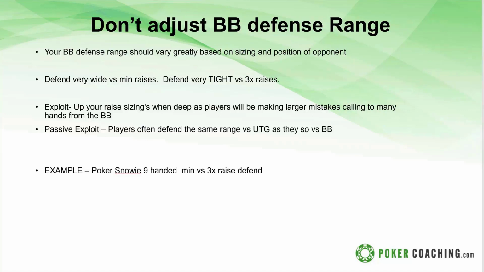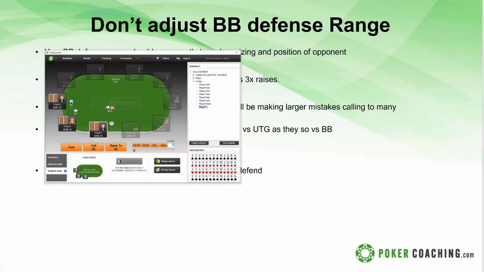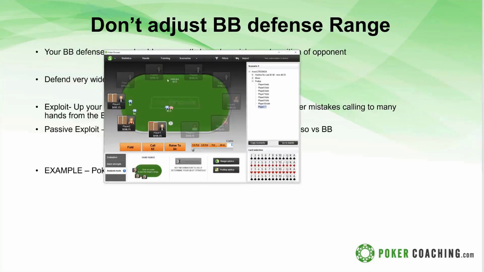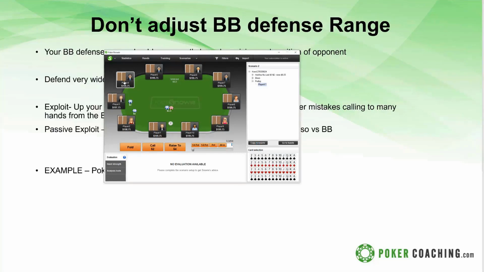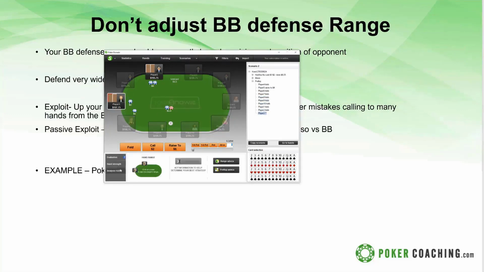So I'm going to show you in Poker Snowy what they use as a big blind defense. So what we're going to do here is go back to this scenario with this under the gun player, and we're just going to have a min raise here from the under the gun player to $4. I wanted to show you the big blind defense range that Poker Snowy suggests. So we're going to go pre-flop advice.